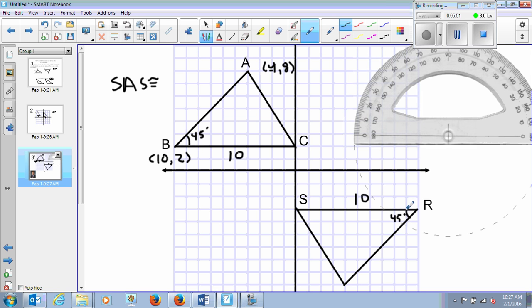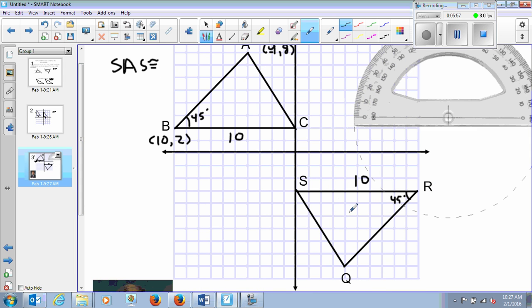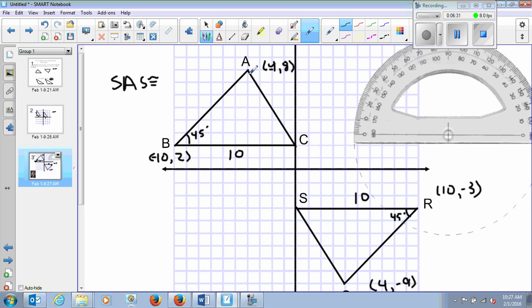Now let's find these. R is going to be located, and again, we're going to find the side length here for RQ. We'll do that in just a second, but I'm going to figure out where it's located at 10, 1, 2, 3. So R is located at +10, -3, and I see where I made a little mistake on B. B should actually be -10. We went backwards 10. And then I want to find out where Q is located, so I go 1, 2, 3, 4. And then I went down 1, 2, 3, 4, 5, 6, 7, 8, 9. So -9.